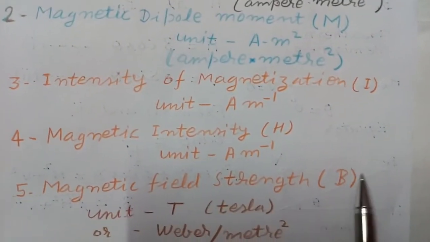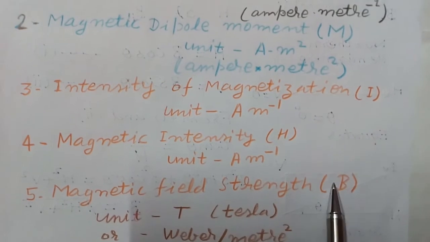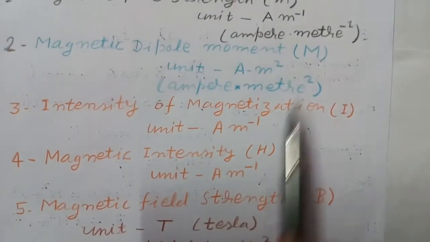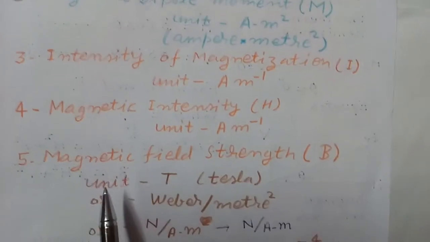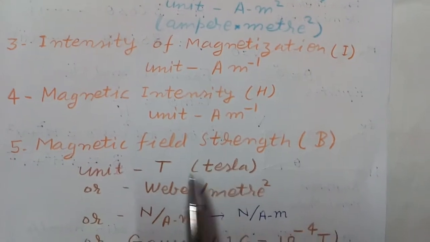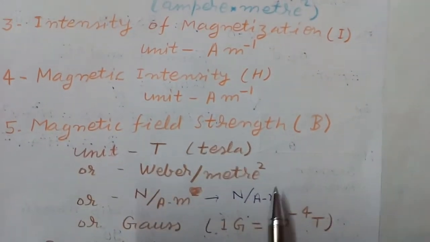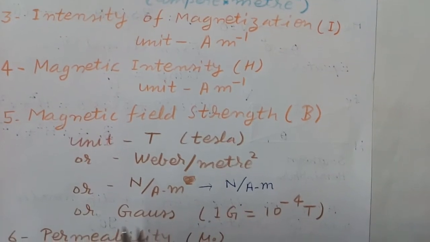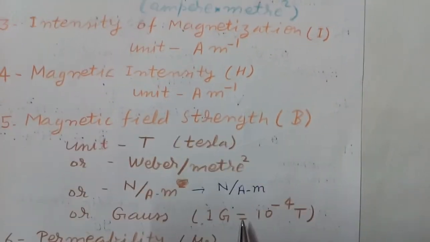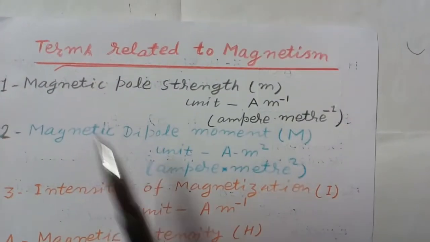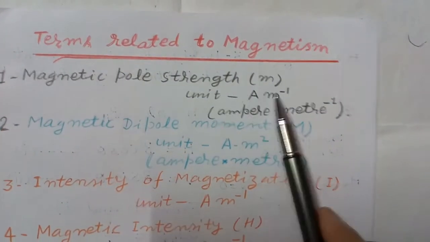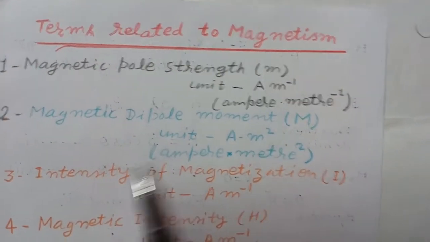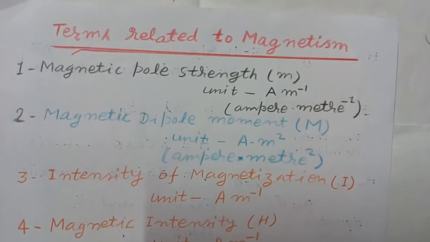Then there is magnetic field strength, capital B, and its relation with B, H and M. The unit of magnetic field strength is Tesla, or Weber per meter square, or Newton per ampere meter. Its unit is Gauss also. 1 Gauss is equal to 10 power minus 4 Tesla. So first try to understand the relation between magnetic pole strength, magnetic dipole moment and intensity of magnetization I.